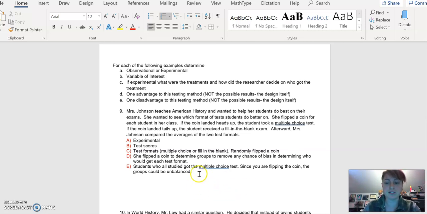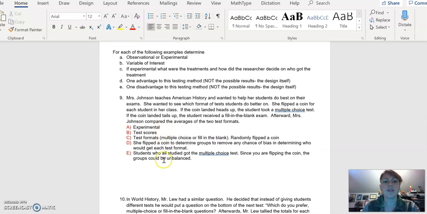But the point is, I need you to see that it's about the testing design, not about, oh, I got fill in the blank and I'm bad at fill in the blank. No, that's what you're trying to test. Okay, so there's an example.